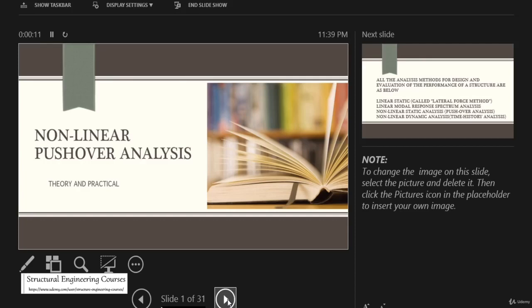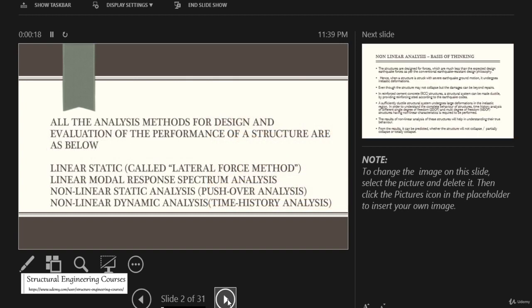So in this lecture series, we shall learn how we can do the non-linear pushover analysis of a structure. All the analysis methods that we use for the design and evaluation of the performance of the structure are basically classified into four types. Number one is the linear static. Number two is the linear modal response spectrum analysis, that is linear dynamic analysis. Number three is non-linear static analysis, that is pushover analysis, that we shall cover in this lecture series. Number four is non-linear dynamic analysis, that is time history analysis.